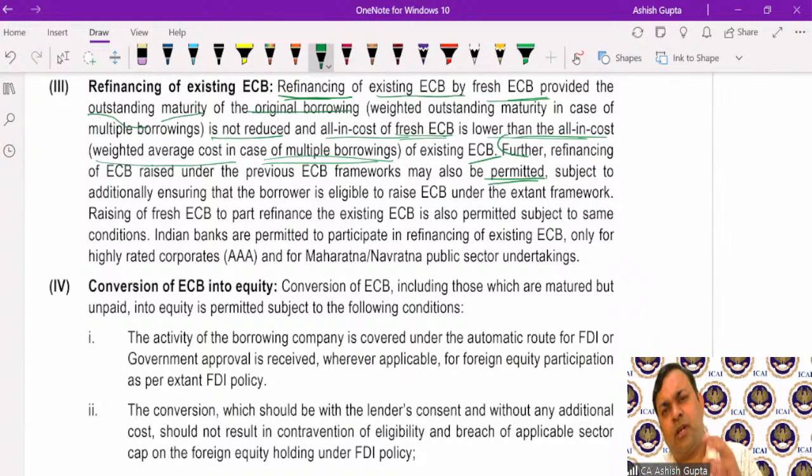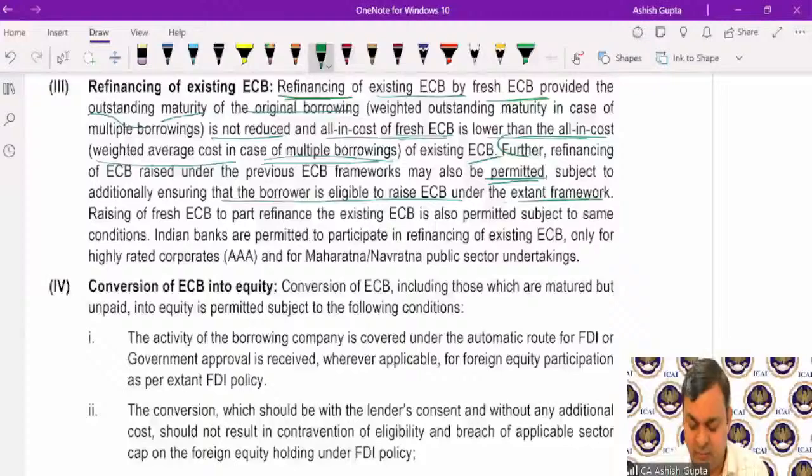Okay, so you took an earlier ECB loan. Now you are going for the refinancing option, subject to additionally ensuring that the borrower is eligible to raise ECB under the extant framework. Raising of fresh ECB to part refinance the existing.